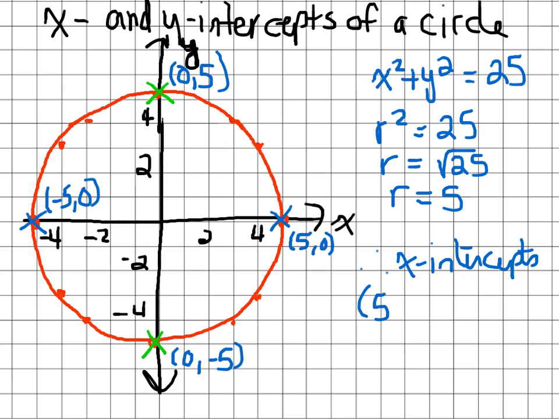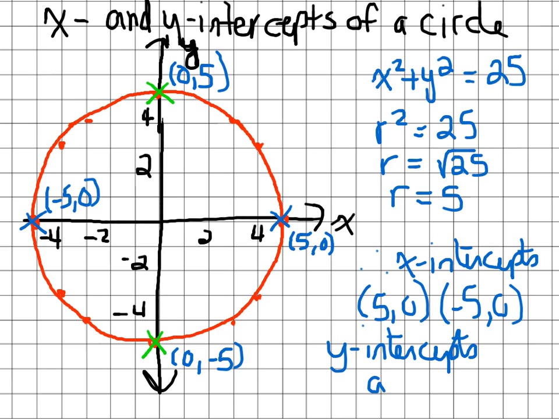We'll be at (5, 0) and (−5, 0). And the y-intercepts at (0, 5) and (0, −5). So finding the x and y intercepts is fairly straightforward for a circle because we know we have two of each. And so our radius will help us determine what our x and y intercepts are, because we know it's centered at the origin in this circumstance.